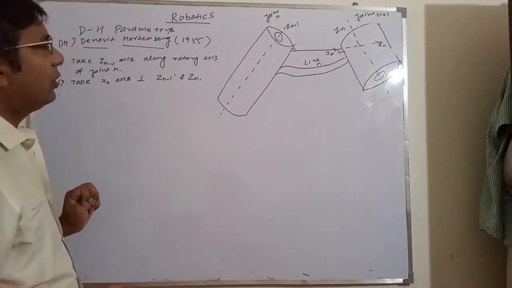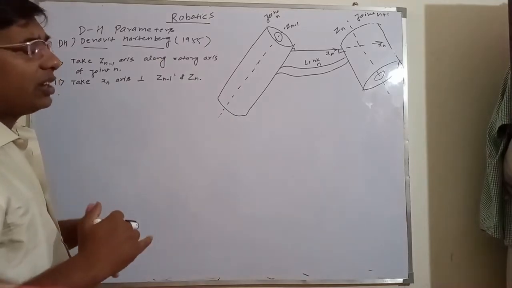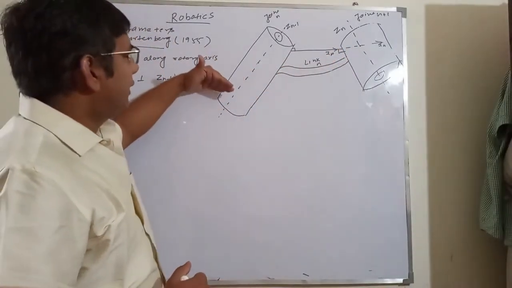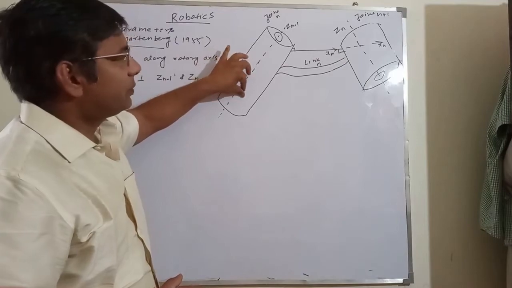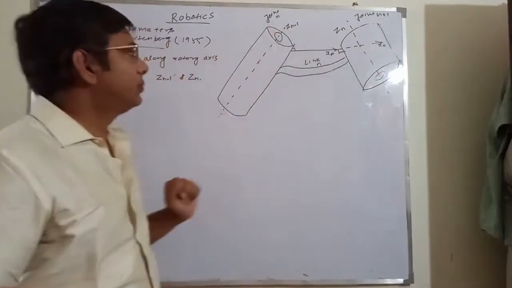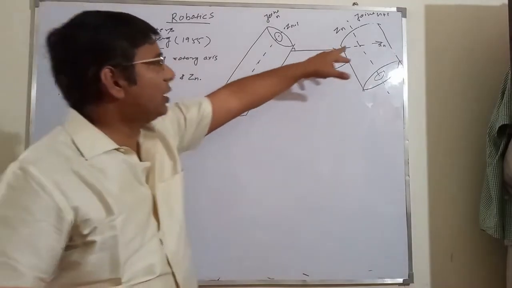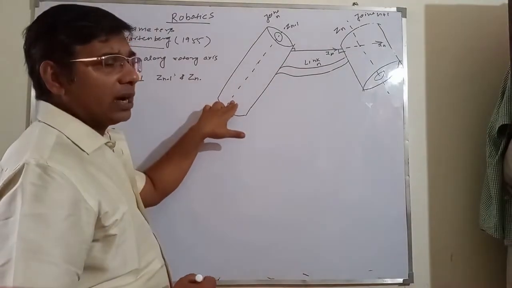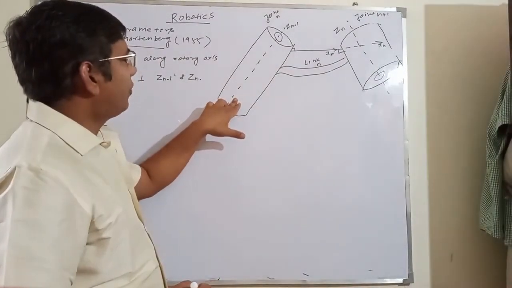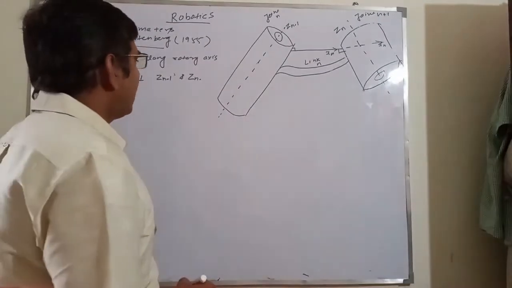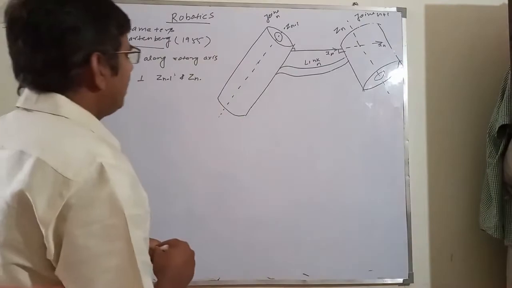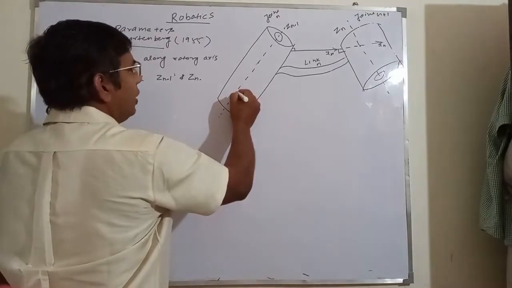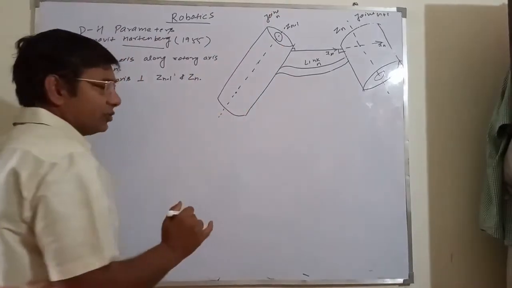Now, how to transform from here to here, from this local system to this system, one coordinate scheme to another coordinate scheme? So how to do it? First we have to write the frame of reference here. So again, we know what is Zn. So the Z axis we know for this one.